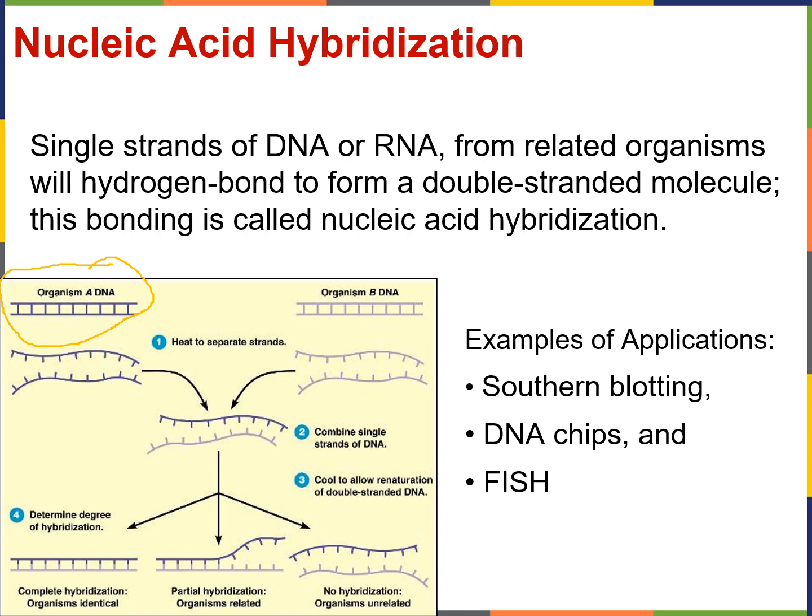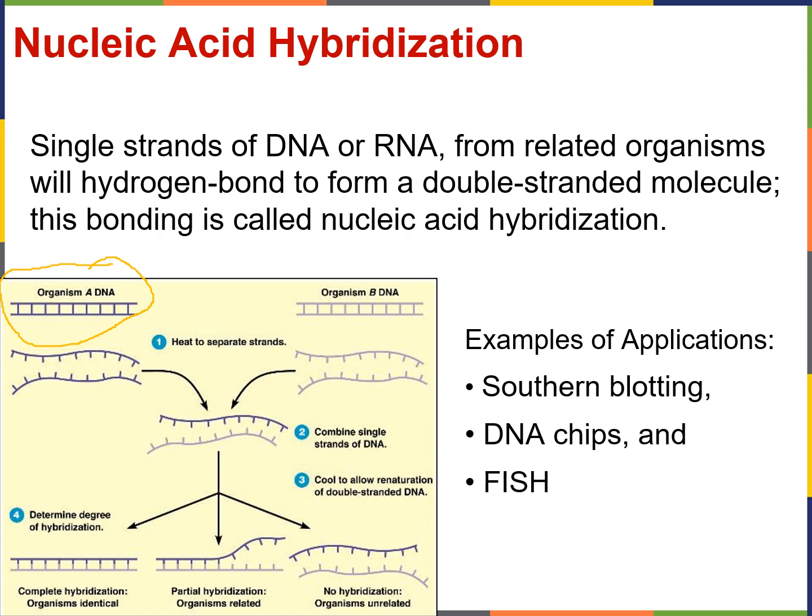So one way I can do that, the purpose of nucleic acid hybridization, is to compare the genetic sequence of organism A and organism B and see how well they come together. All right, so the first step that has to happen, remember, DNA is double-stranded. Those double strands are held together by hydrogen bonds.